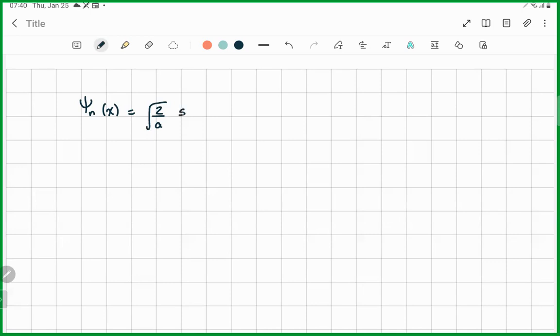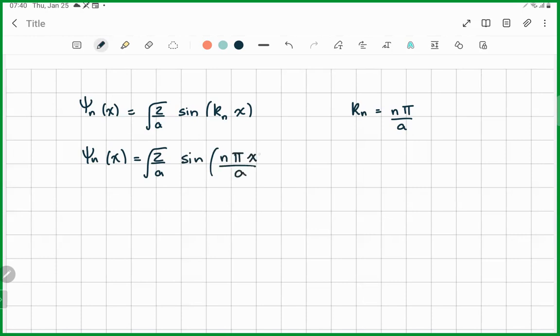And then we have the sinusoidal part with this k_n, with this index n. So this k_n is what gave us the energies, no? What is this k_n? k_n is n pi over A. Okay, so let me rewrite this function using that. So square root of 2 over A, sine of n pi x over A. This is the solution. And what we are going to do now is to discuss some properties of this solution.